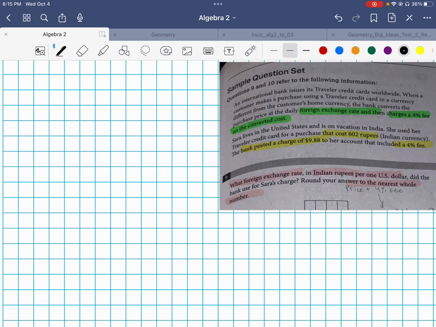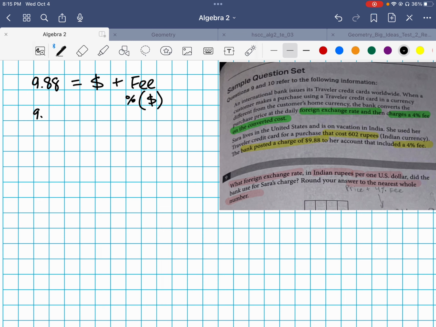Okay, so first things first, let's talk about the 4% fee. What this is saying is that the $9.88 is the amount of money, right? So it's the money plus the fee. All right, so it's the amount of money plus the fee. Now, this is where it gets a little interesting, I say interesting for myself, in the fact that the fee is actually a percentage, right? It's a percentage of the dollars that we spent.